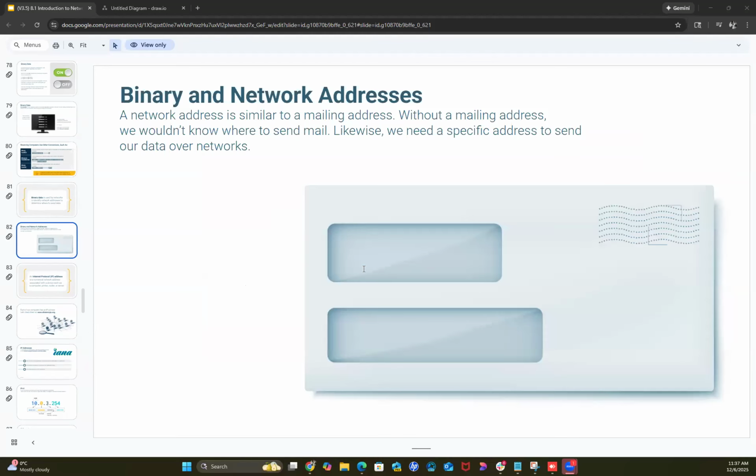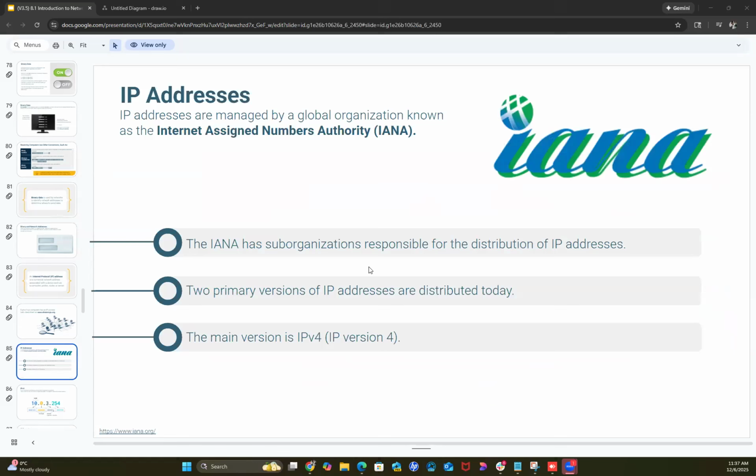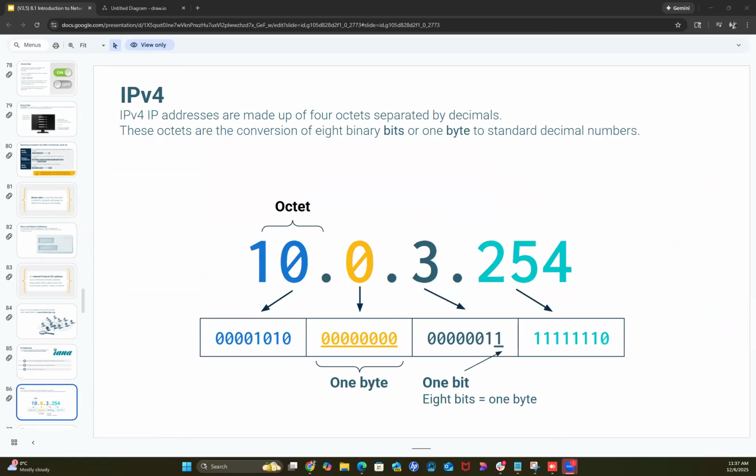So we proceed on now. This is any IP address. This is called an octet. Suppose 192.168, we know this is a local IP address. And then 10.0.3.254. In this, 10 is an octet, 0 is an octet, 3 is an octet, 254 is an octet.